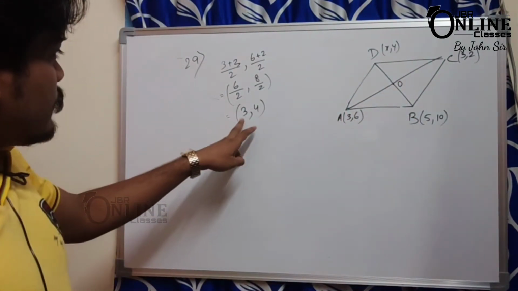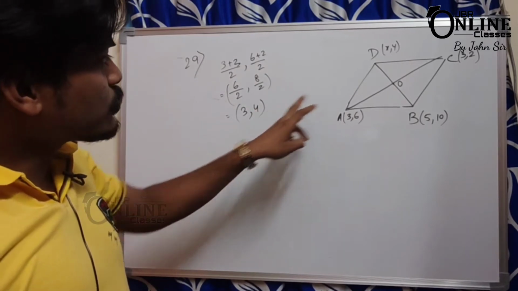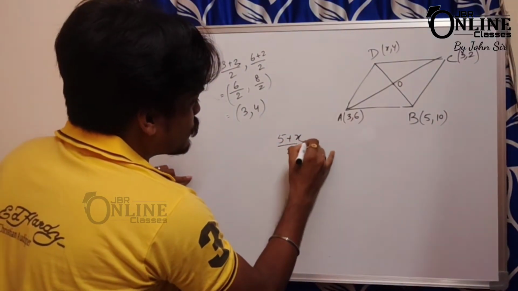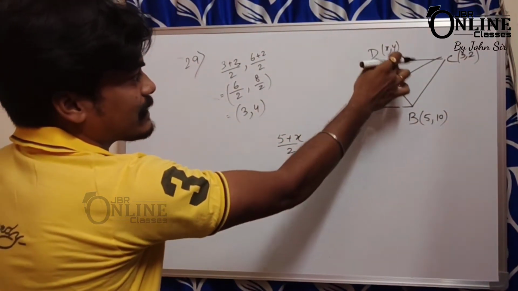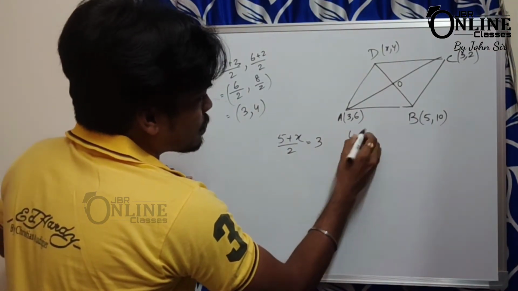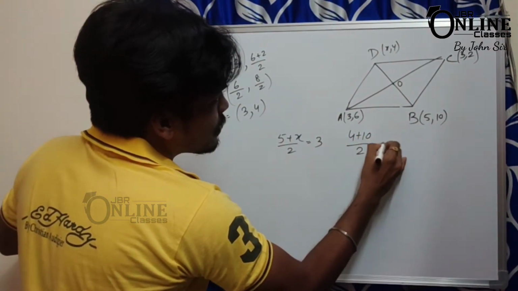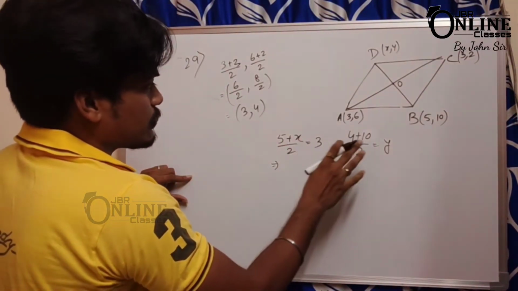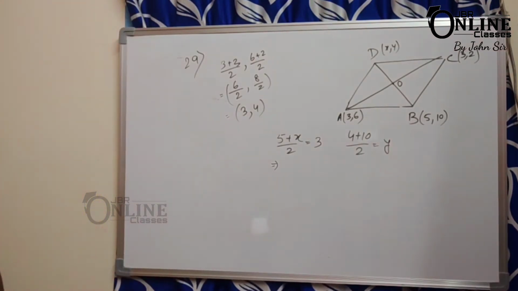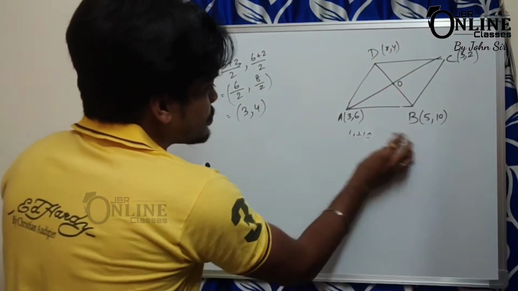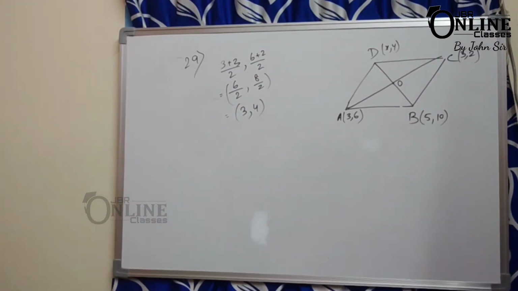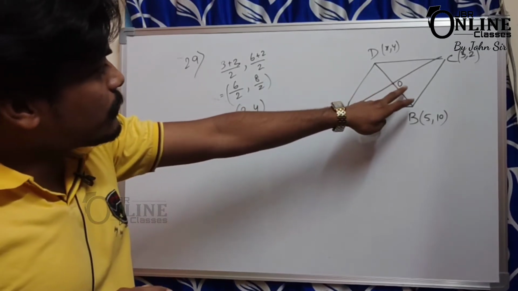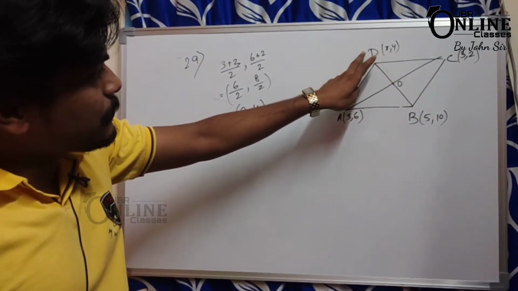Okay, so 3, 4 is the coordinates of the point O and it is also the midpoint of BD. That means you can easily write 5 plus x by 2 equals 3, and then 4 plus 10 by 2 equals y. So here the coordinate of O is 3, 4. So O is also the midpoint of BD.